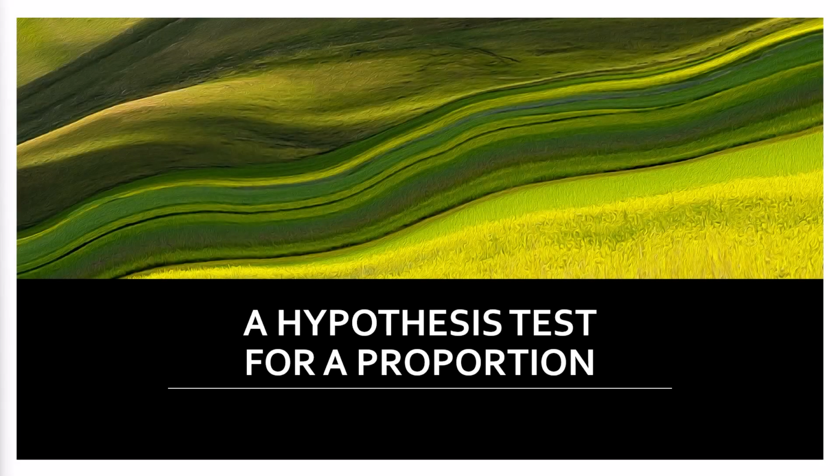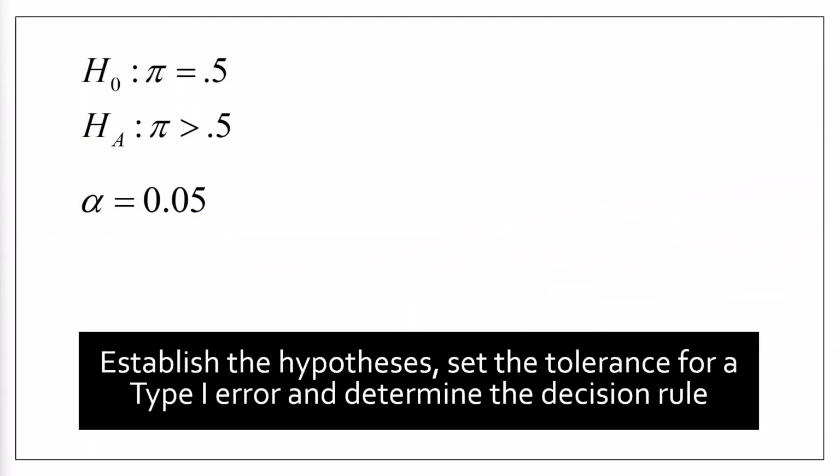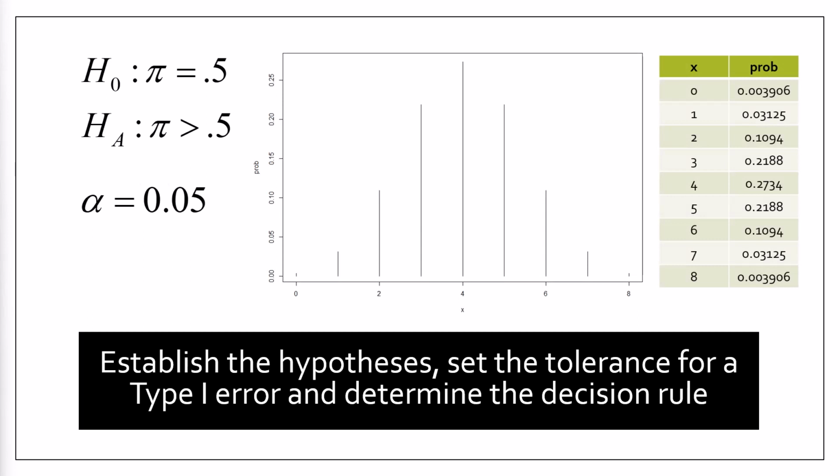Let's continue working through the steps for testing a hypothesis about a population proportion. To determine the decision rule, we now have to bring in our friend, the binomial distribution. And so here I have pictured a binomial distribution. How have I created that?